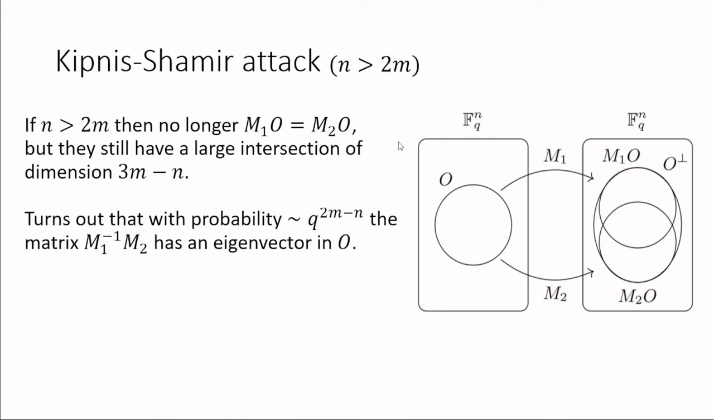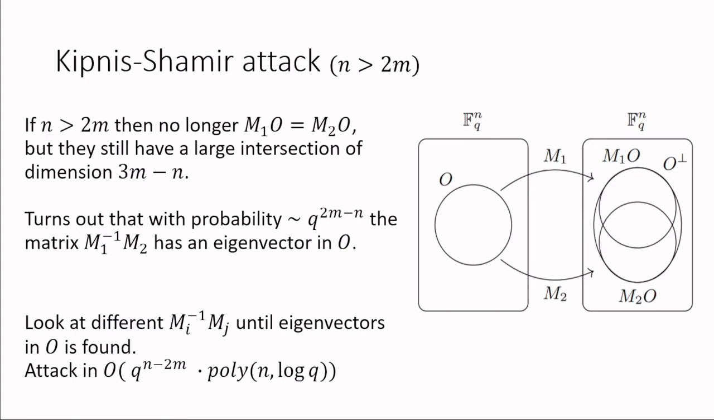And because of this, it turns out that this matrix M1 inverse times M2 has eigenvectors in O with a reasonably large probability, namely q to the 2m minus n. And yeah, once you know this, you can do the following attack. So you just look at matrices of this form, you compute their eigenvectors, and then you check if their eigenvectors are in O. And you can do this by just evaluating P on these eigenvectors, because you know P vanishes on O. So if your eigenvector is in O, then P of that eigenvector will be zero.